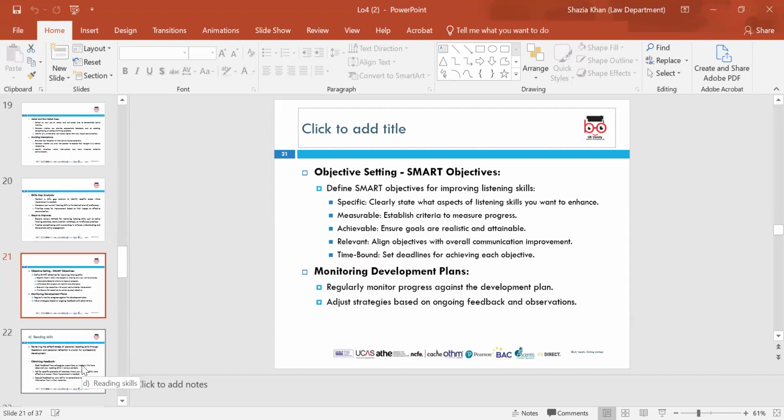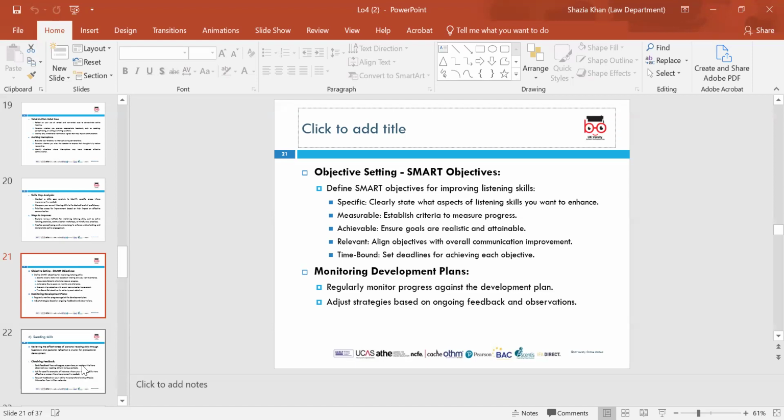Again, looking at the SMART objectives, which we looked at earlier, for improving skills. The S would clearly state what aspects of listening skills you want to enhance. Measurable, establish criteria to measure progress. Achievable, ensure goals are realistic and attainable.